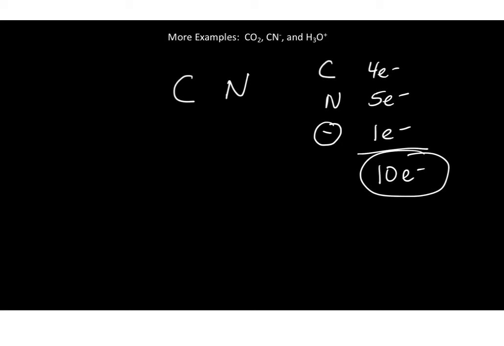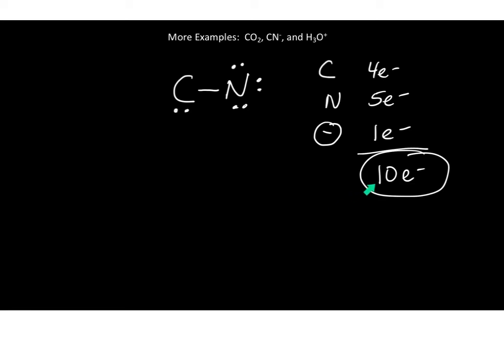So I'm going to go ahead and start. First thing I want to do is put a bond between the carbon and the nitrogen. So I'm going to do that. That's 2 electrons. And then I'm going to start completing the octets of each atom. So 2 in the bond, 4, 6, 8, 10. And now I have to stop because I've actually used up all my electrons.